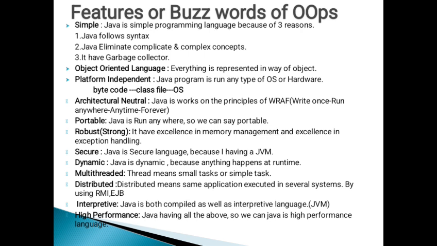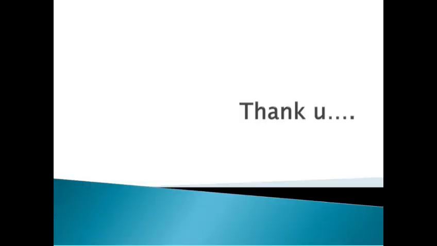Next, distributed. Java is a distributed language. Here we know what a distributed system is. Distributed means the same application program can be executed on several systems. Java does this distributed concept with the help of RMI and EJB. Next is interpretive. Java is both a compiled and an interpreted language. Next one is high performance. With all these features, Java is a high performance language. Thank you.